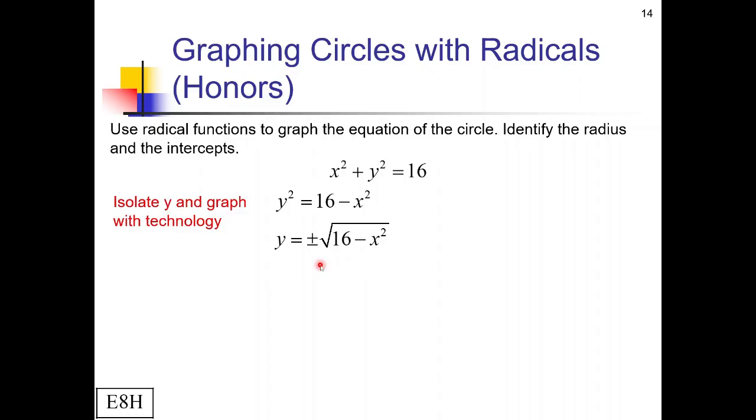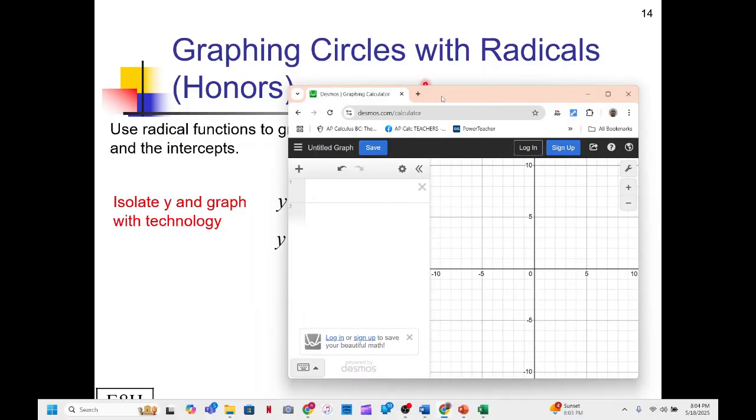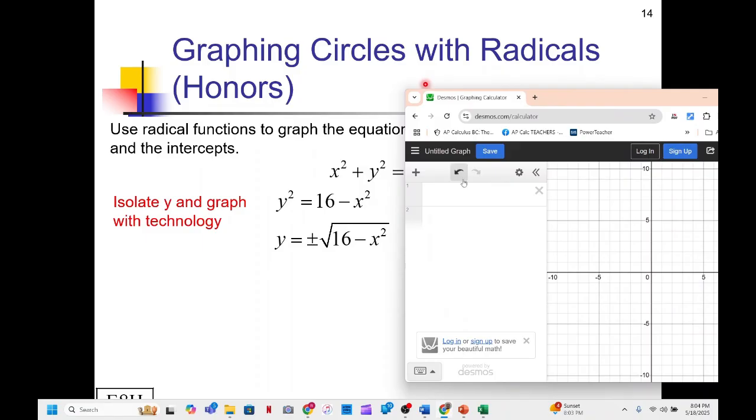So let's see, going to Desmos, let me move this over so I can see the original function. All right, so I'm going to graph out y equals positive square root of 16 minus x squared, and there's what that looks like. It's a semicircle up here. And now I'm going to just cut and paste all this, and I'm going to do y equals negative. Control V, there we go, and there's the lower half of our circle. Beautiful.